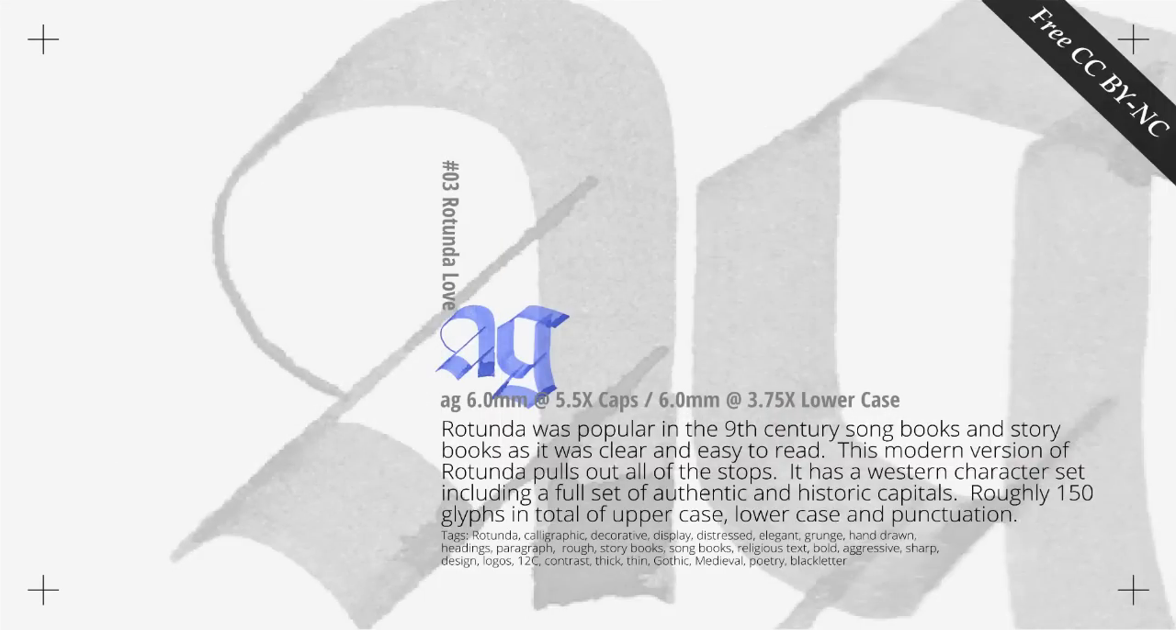Number 3, Rotunda Love. Back in the 9th century, Rotunda was popular in song and storybooks as it was clear and easy to read. This was one of the most complicated calligraphic scripts I've ever learned due to the amount of control and pen manipulation work that is required. As a young calligrapher in high school, this typeface stood out to me as the most due to the amazing contrast between thick and thin letter strokes.